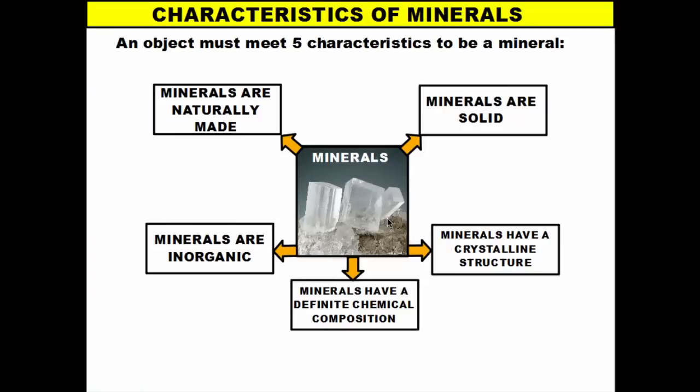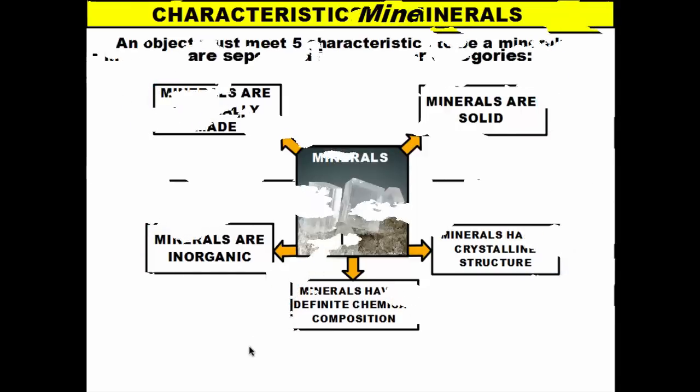In order to be classified as a mineral, let's recap really quickly. A mineral must be solid, it must be naturally made and found in nature, it has to be inorganic, and it has to have a definite chemical composition, which will ultimately give it a crystalline structure. So those are the 5 characteristics of minerals. Now let's take a look at the 2 major categories of minerals.